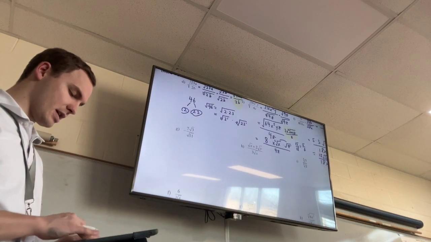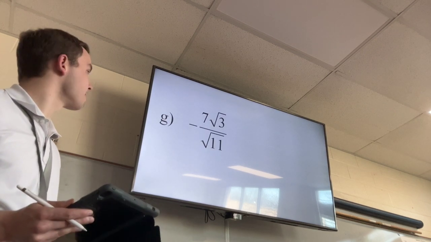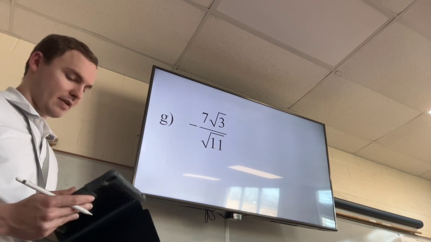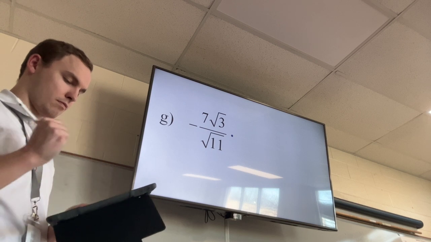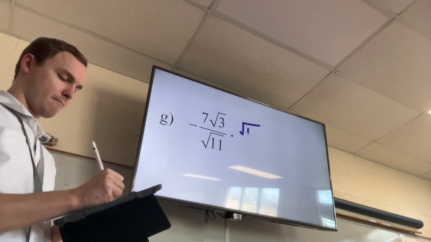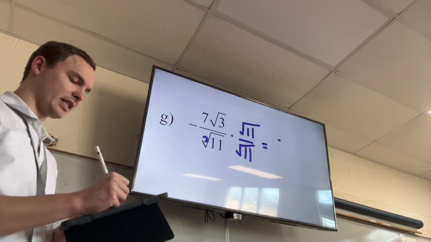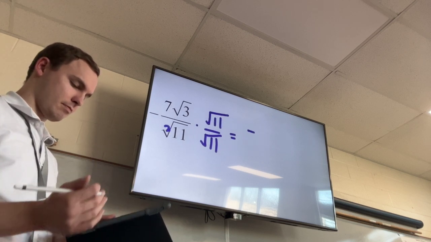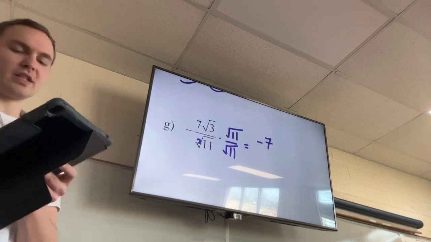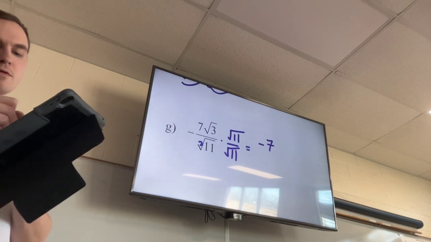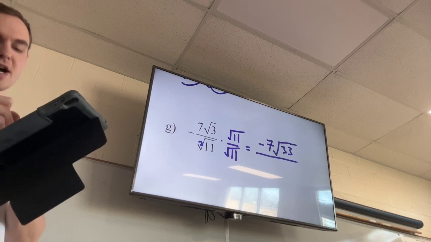Can I move on to G? What do I do with G? All right, I got to multiply the top and bottom by what here? Root 11. Yeah. So it's going to be negative. What does the top become? Negative 7, and then that root 3 times root 11 is what? Root 33. Yep. Bottom is just 11.